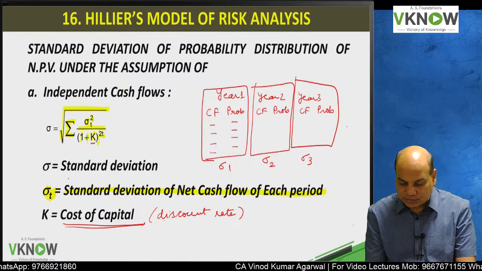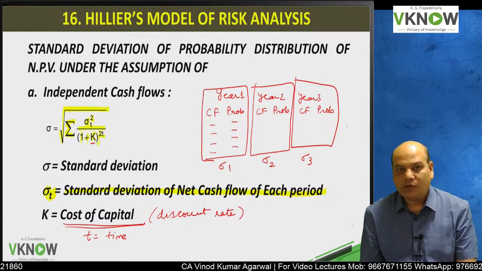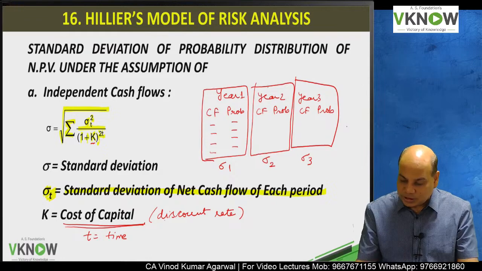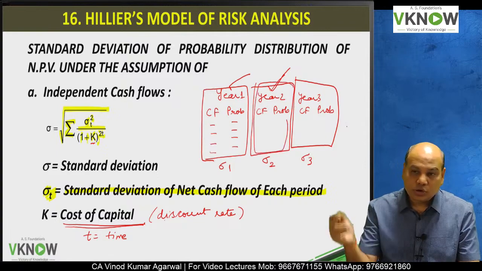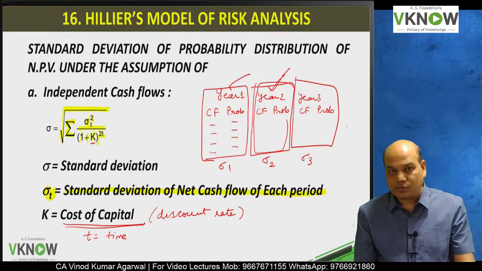And T is the time. T stands for time. This formula will be applied when cash flows are independent. That is, year 2 cash flow is independent of year 1 cash flow. Year 2 cash flow is not affected by or influenced by the year 1 cash flow.